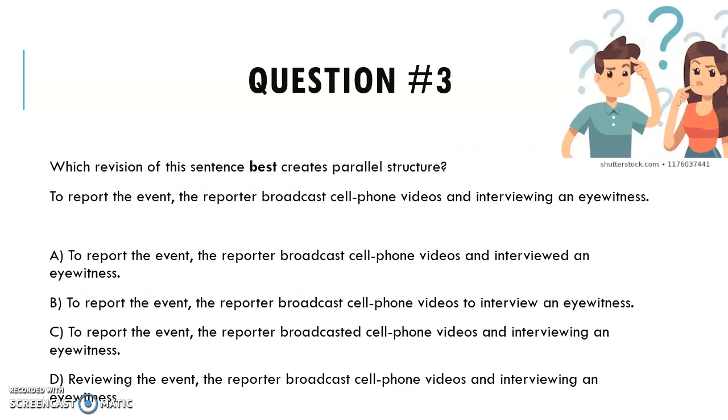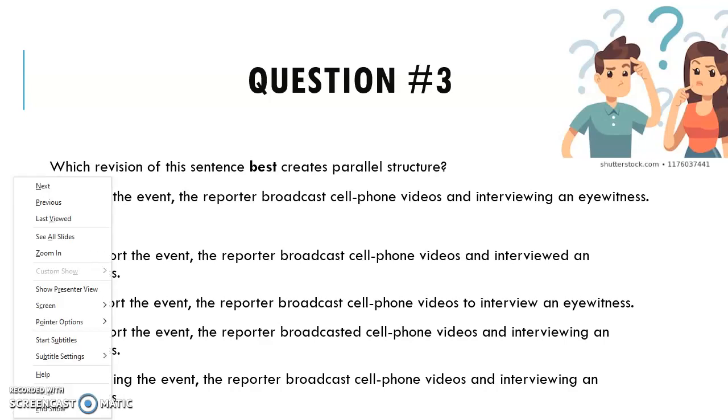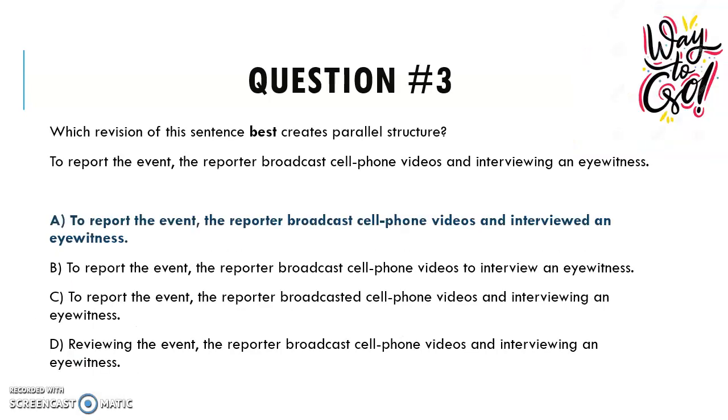Our last question we're going to look at is: which revision of this sentence best creates a parallel structure? To report the events, the reporter broadcasts cell phone videos and interviewing an eyewitness. And the correct answer is A. To report the event, the reporter broadcast cell phone videos and interviewed eyewitness. So using that "and" conjunction connects the two of them and shows that importance.